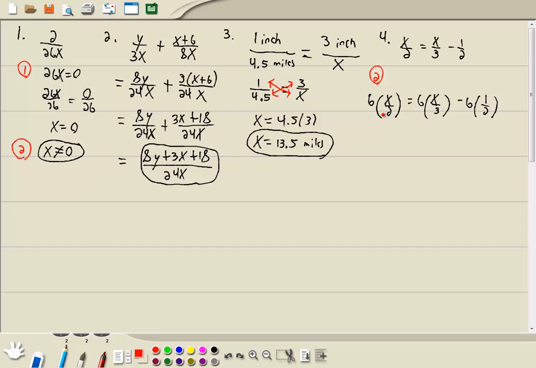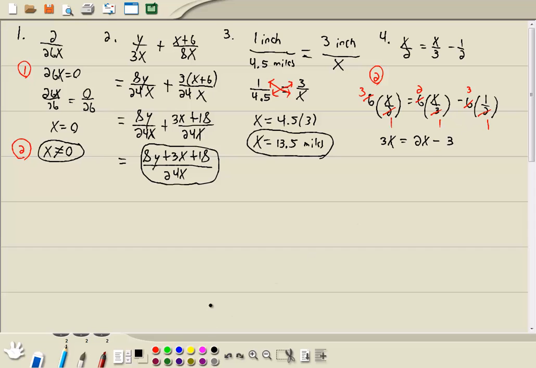6 and 2 both divisible by 2. 2 divided by 2 is 1. 6 divided by 2 is 3. 3 and 6 both divisible by 3. 3 divided by 3 is 1. 6 divided by 3 is 2. 6 and 2 again both divisible by 2. 2 divided by 2 is 1. 6 divided by 2 is 3. So we got 3 times x, 3x, equals 2 times x, 2x, minus 3 times 1, 3.